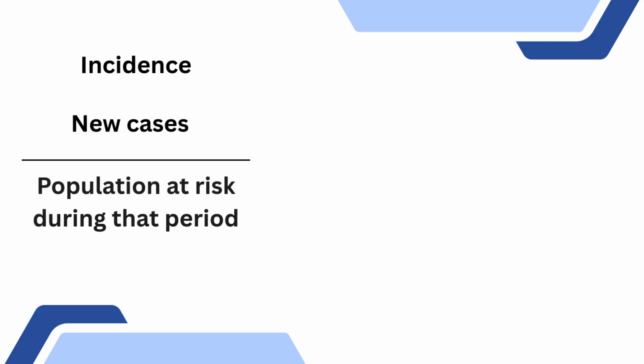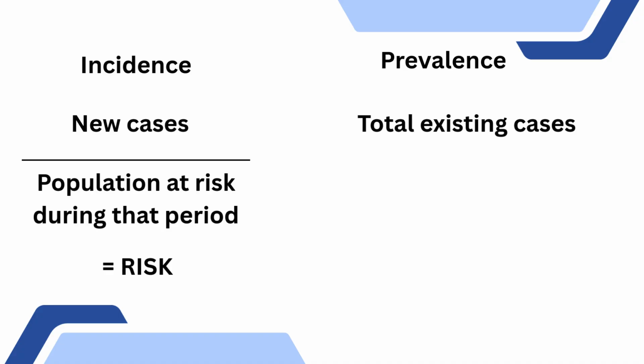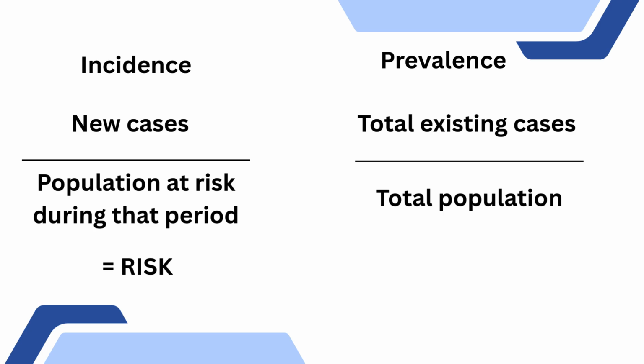Mathematically, we just express incidence as new cases during a time period divided by the total population at risk during that period. Incidence tells us about the risk of developing a disease. For example, 100 people develop diabetes this year. That's incidence. With prevalence, we express it as total existing cases divided by the total population. Prevalence tells us about the burden of the disease. How many people have diabetes right now?